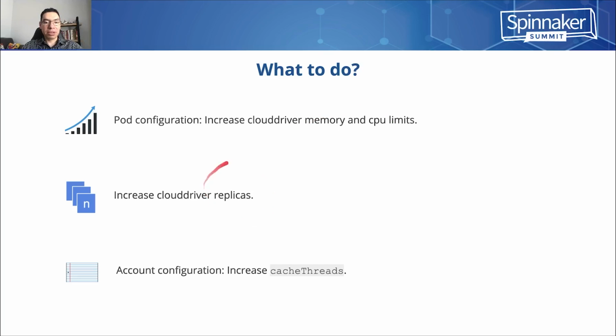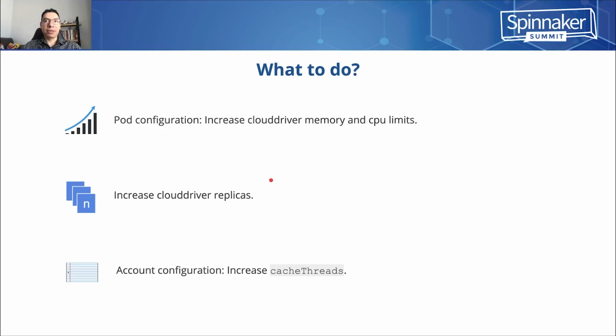Also, another tip is to increase the number of replicas. So what's the difference between increasing CloudDriver vertically versus horizontally? Well, the difference is that each replica will still need to cache all of the Kubernetes accounts. They are not spread by replicas. So generally, it's more beneficial to increase the memory and CPU than to increase the replicas, but increasing the replicas also helps.